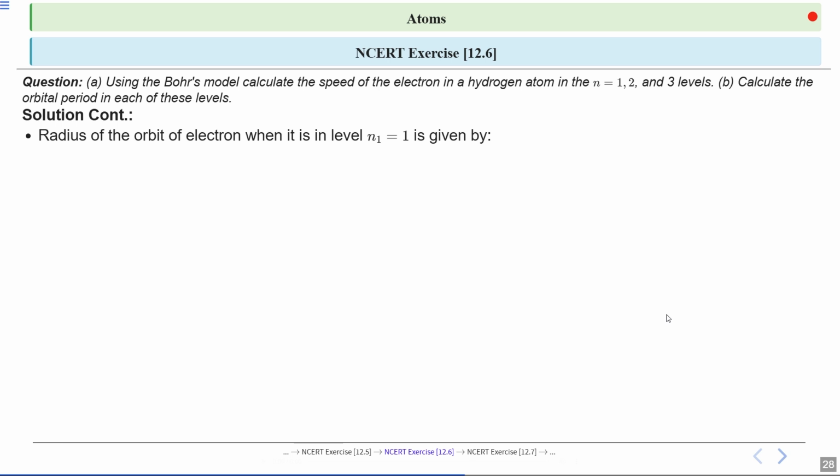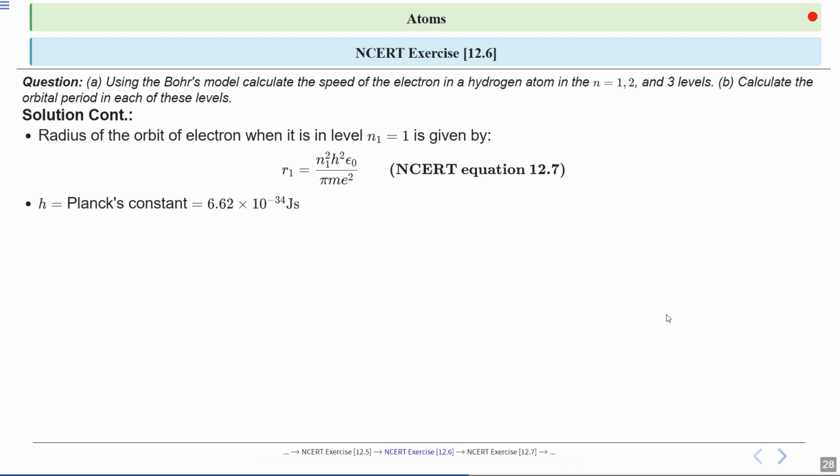To start, let's recall that the radius of the electron's orbit in the hydrogen atom depends on the energy level, or the value of n. Here we are focusing on the radius when the electron is in the first energy level, which is n1 equal to 1. The formula for the radius of the electron's orbit in the Bohr model according to NCERT question 12.7 is R1 equal to n1 squared h squared epsilon naught divided by pi m e squared.